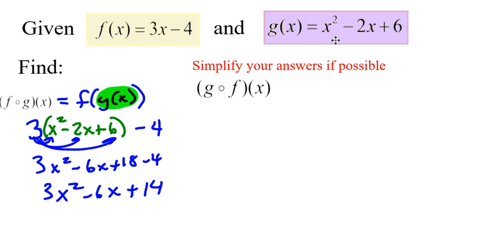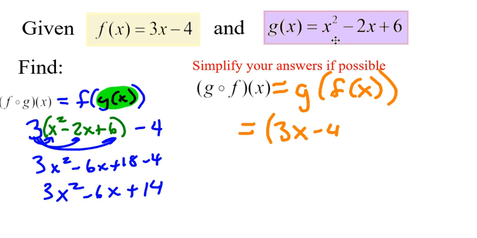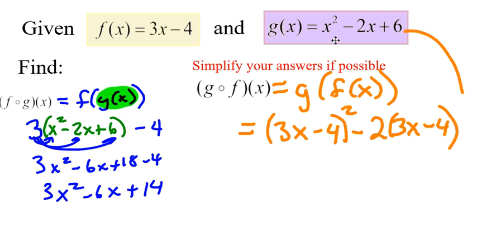All right, I'm going to start with taking the notation and writing it a little bit friendlier so I know that f of x is my inside function. I'm going to stick all of the f of x in for every x in g. Okay, so I substitute 3x minus 4 in for those x's. So now I want to write that as (3x minus 4) squared, and then minus 2 times (3x minus 4). And then the last thing that comes down is that plus 6.